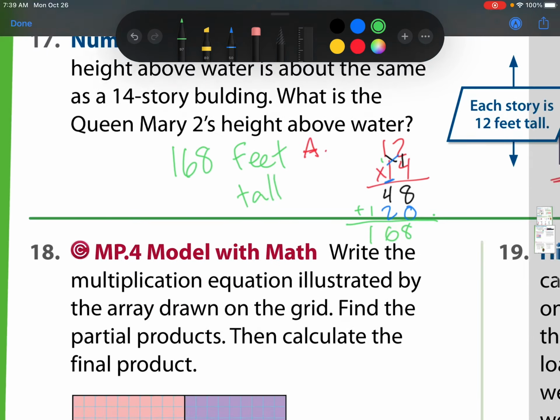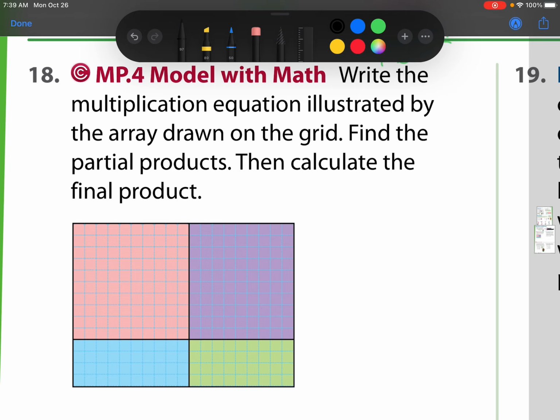Now let's head to number 18. Write the multiplication equation illustrated by the array drawn on the figure. Find the partial products, then calculate the final product. This was having us do our partial products. So what does it look like? Let's count. 1, 2, 3, 4, 5, 6, 7, 8, 9, 10. So this is 10. And this is 1, 2, 3, 4, 5, 6, 7, 8, 9.